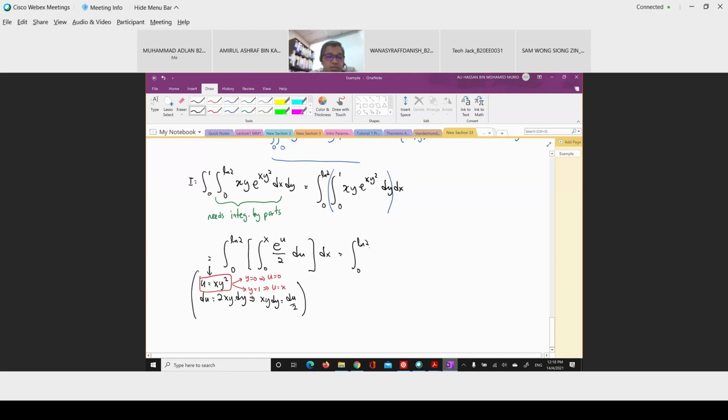What is the integral of e to the u over 2? Anybody? It's the same, right? The integral of e to the u is e to the u, right? Remember? Calculus. The integral of e to the x is e to the x also, right? So u is between 0 to x.